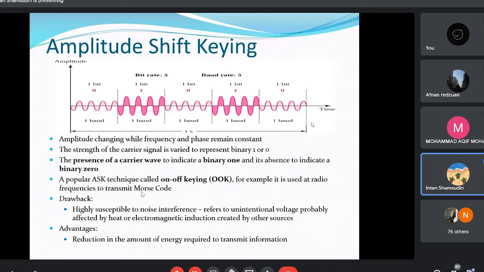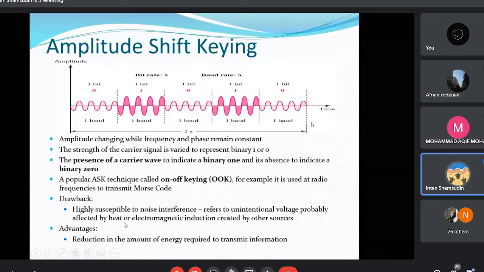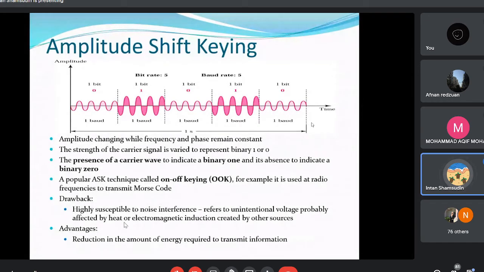Right. So the drawback of amplitude shift keying is that it is highly susceptible. Apa maksud dia? Apa tahu? To noise interference. Okay. So it refers to unintentional voltage probably affected by heat or electromagnetic induction created by other sources. So dia kan ada noise lah. Alright, noise interference. Yang ni pun kita akan touch dekat maybe next chapter or you can just read it from the textbook lah.